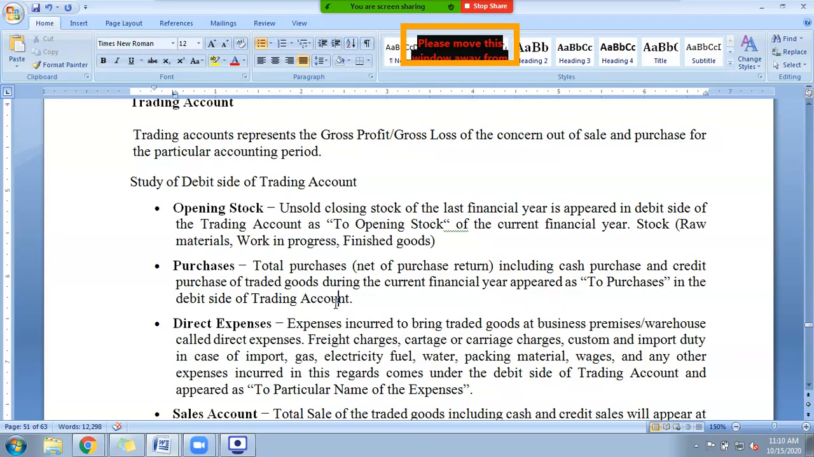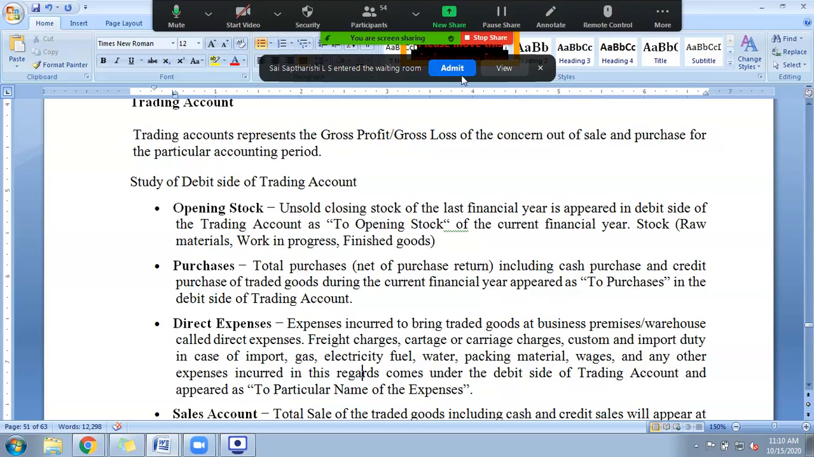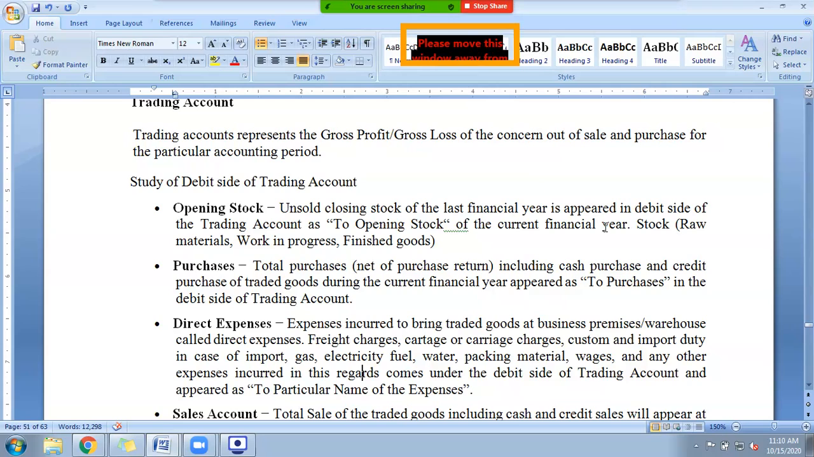Purchases, whatever purchases you make, whether it is cash or credit purchase, we will put in the debit side of trading account. Opening stock, debit side of trading account. Any direct expenses like freight charges, carriage charges, custom and import duty, gas, electricity, water, packaging material, wages, and any other expenses which are directly relating to production department or manufacturing department, we will put in the debit side of trading account. Understood? See, it is very simple.